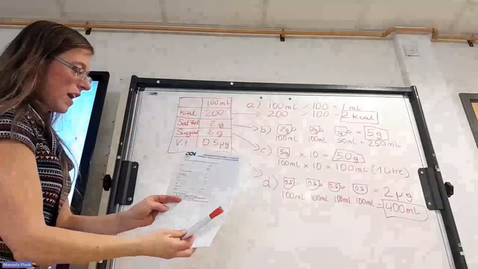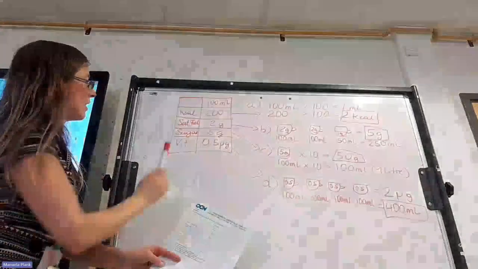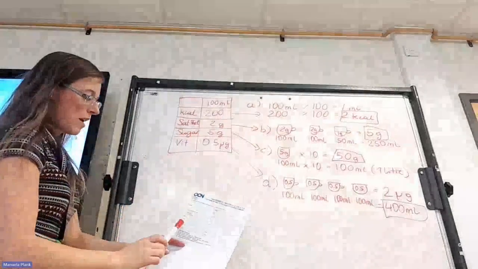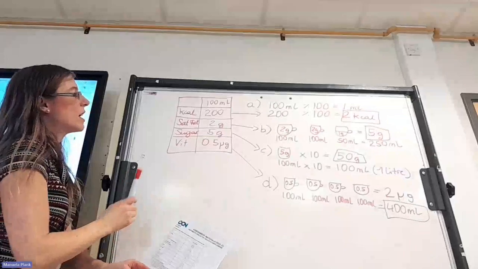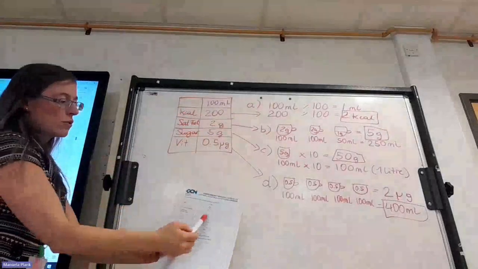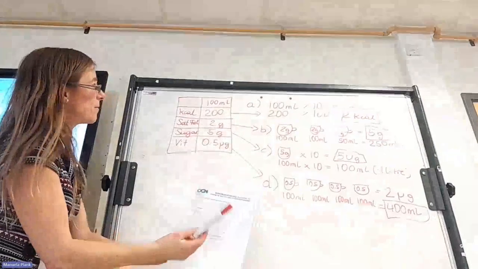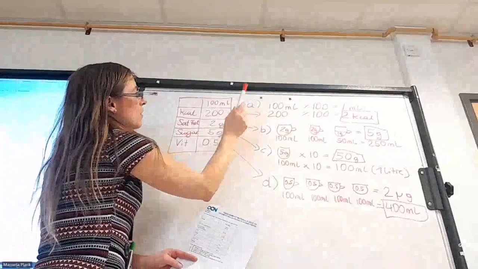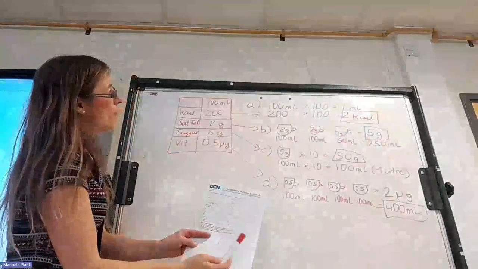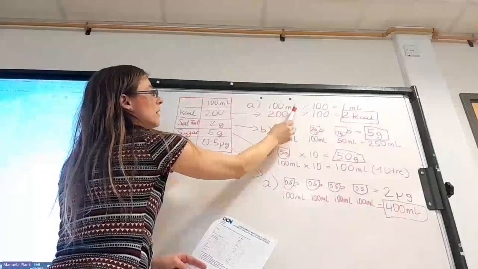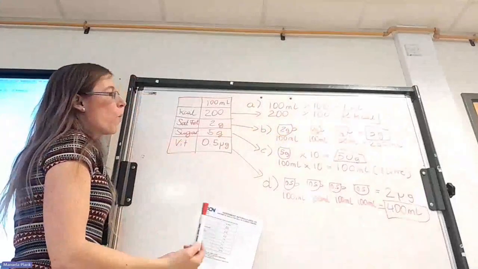Then we need to find the saturated fats. So these are 2 grams in here. We need to find sugar, which is 5 grams, and vitamins, which is 0.5 micrograms. Once we have found those numbers in the table, we can calculate number A. So A says the amount of energy per milliliter of milk. So we have 100 ml in the table, but we want to know 1 milliliter.